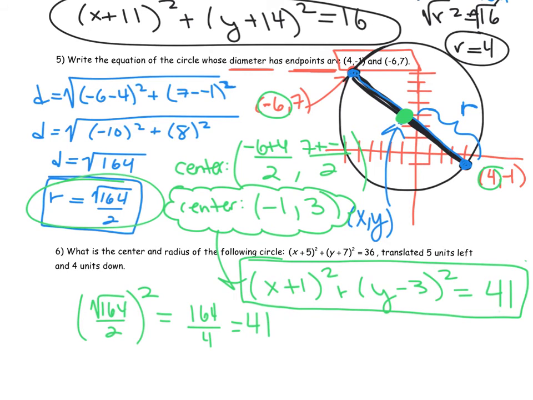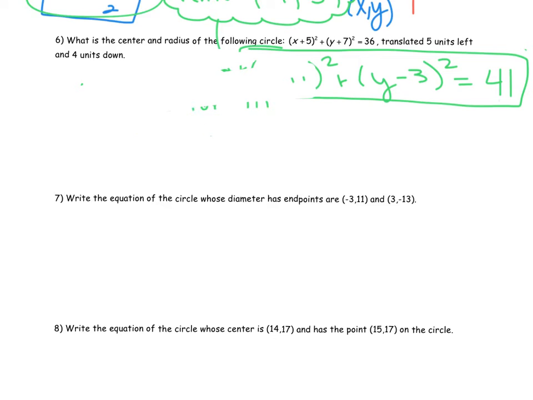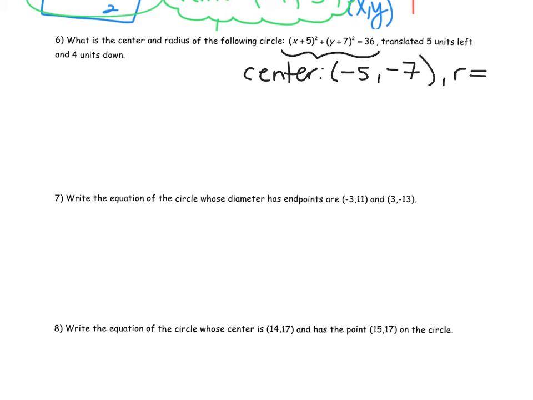All right, let's take a look at question 6. If you want to erase what you have here, I accidentally took over a little bit too much space. For question 6, we have: what is the center and radius of the circle that is translated 5 units left and then 4 units down. We already know from this equation that the center right now is at (-5, -7), and the radius is the square root of 36, which is 6.